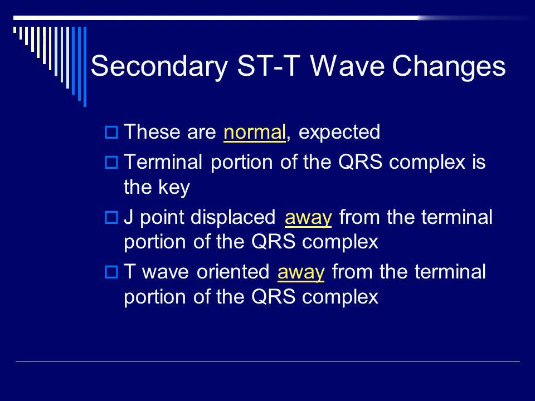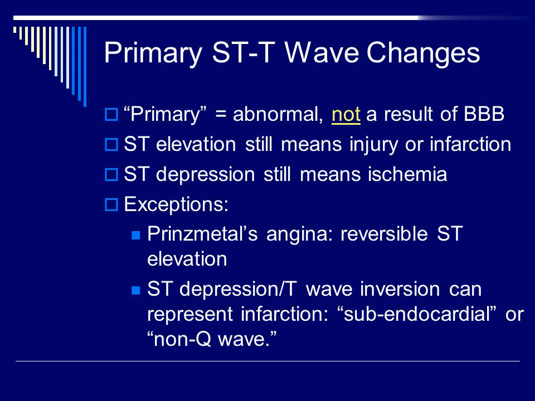Secondary ST/T wave changes. These are normal, expected. The terminal portion of the QRS complex is key. J point displaced away from the terminal portion of the QRS complex. T wave oriented away from the terminal portion of the QRS complex. Primary ST/T wave changes.